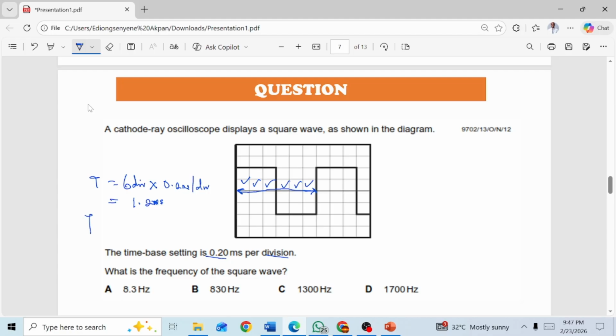We now find the frequency. Frequency equals 1 over T. That will give us 1 over 1.2 times 10 raised to the power of minus 3. You must change your milliseconds to seconds so that you can do it well. Put it in your calculator. This will give you 830 Hz. You can see how to go about it. If you don't do that, you will miss it. Change milliseconds to seconds before you use it.